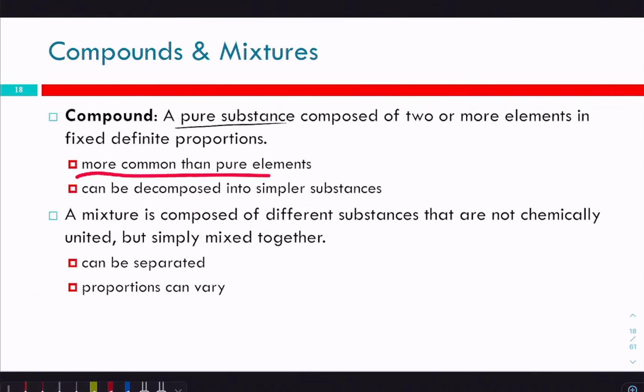These are going to be more common than pure elements. And they can be decomposed into simpler substances. So if we took something like, well, the easiest one to draw is water. So I'm going to draw water. So you have water, which is oxygen and 2 hydrogen atoms. Right? That water molecule is made up of oxygen and hydrogen. Oxygen and hydrogen are elements. So we could take this water and break it down into the simpler substances that make it up. But in pure water, in a pure compound, it's only going to be water molecules.